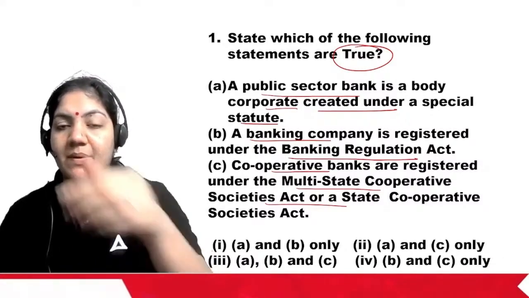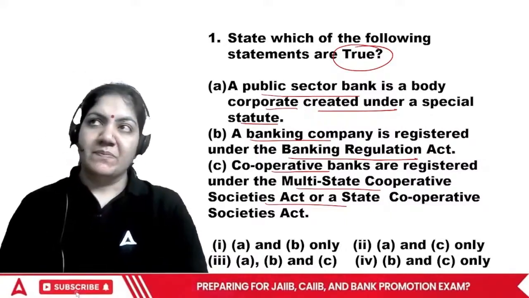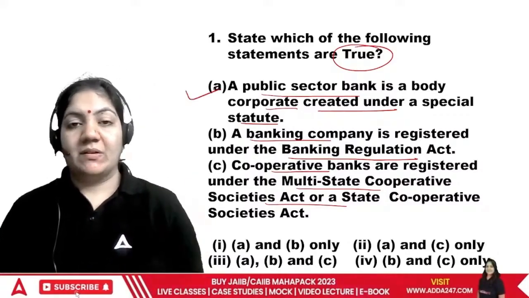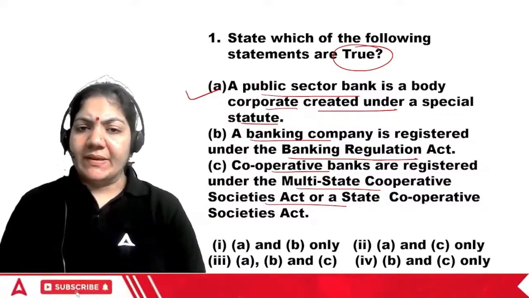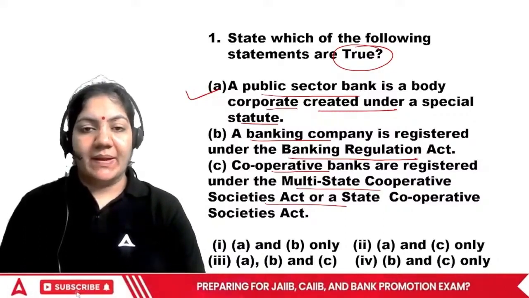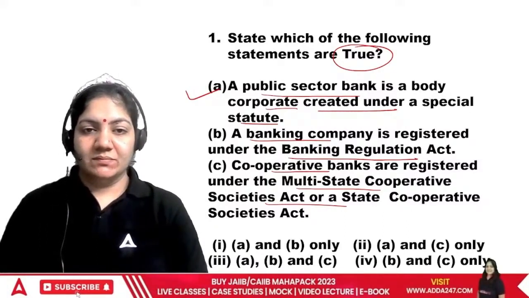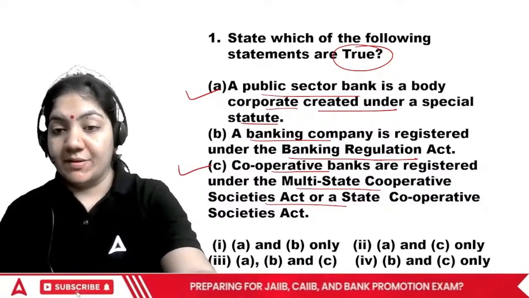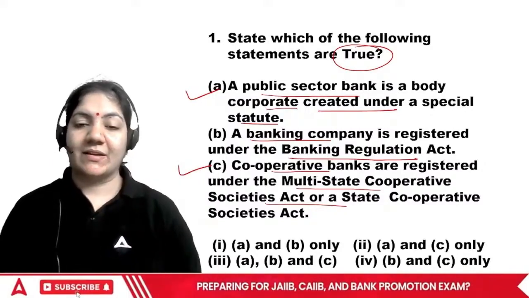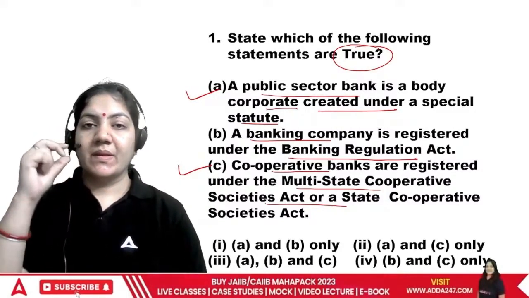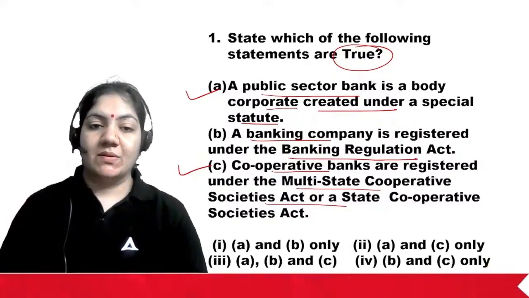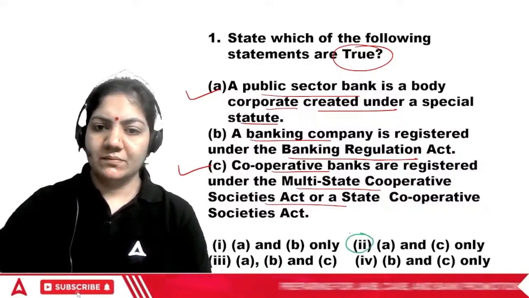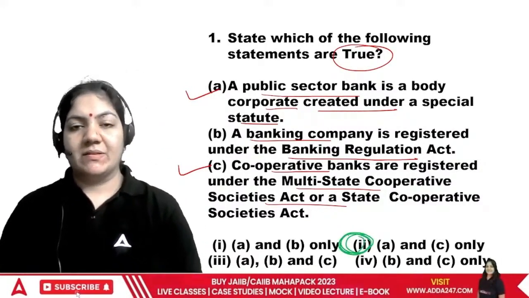See, the public sector bank, that is the RRB, nationalized, created under the special statute, yes, because for each the act is there. The banking company is registered under the Banking Regulation Act. And C point is also the correct one because the cooperative banks are registered, as you can easily see, under this act. So which of the following statements is true? The right answer is second. This is the right answer.